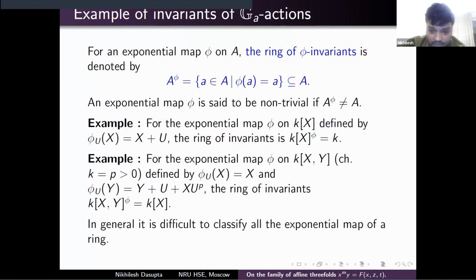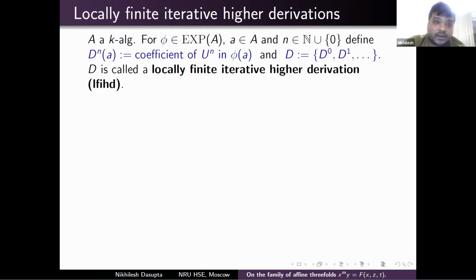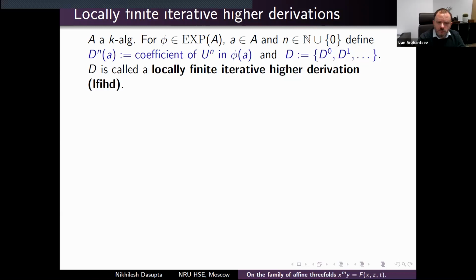In general, it is difficult to classify all exponential maps of a ring. These are called locally finite iterative higher derivations. There is a big theory on these things, and Miyanishi's article, as I mentioned, and the TIFR lecture notes are a very good exposition for that. So I will just briefly note down what the basic properties are. Take a K-algebra A, and take phi as an exponential map from A, and define D^n of a to be the coefficient of U to the power n in phi(a).